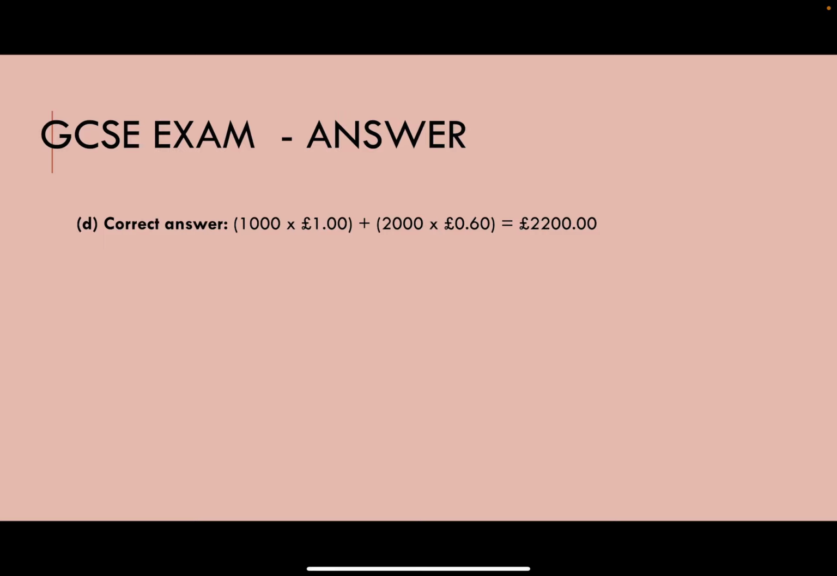Well done. The correct answer is D, so we find that by multiplying 1,000 by £1 and adding that to 2,000, which is multiplied by 60 pence, giving us a total revenue of £2,200.